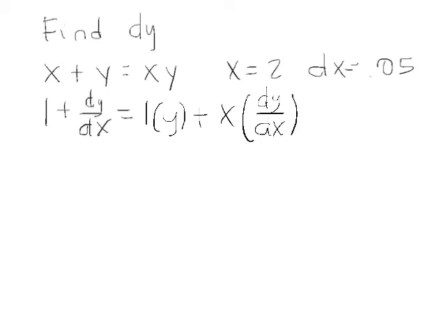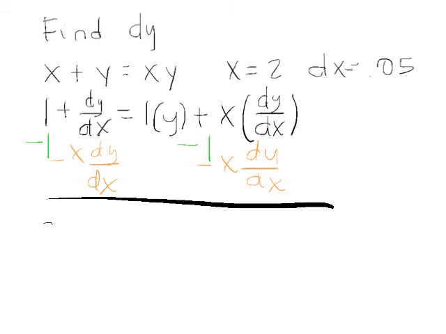Before we can get dy all by itself, we've got to get the dy/dx terms together on one side of the equation. So I'm going to subtract x dy/dx from both sides, and subtract 1 from both sides. It's going to give me dy/dx minus x dy/dx equals y minus 1. And now I can factor out the dy/dx part.